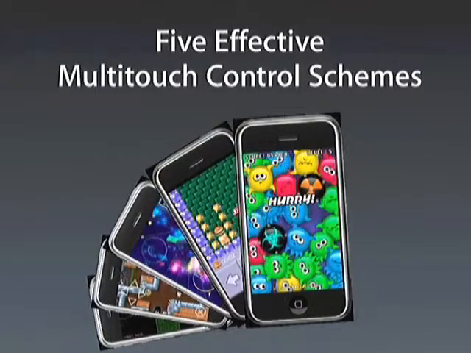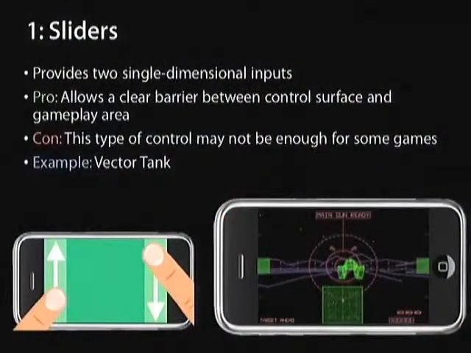So that being said, I think we can jump into the five types of control mechanisms that I've found in the App Store that really work well. Each of these games, I think, has really nailed it. First would be the slotting mechanism. This is a great example of a control mechanism that clearly separates the control from the gameplay.